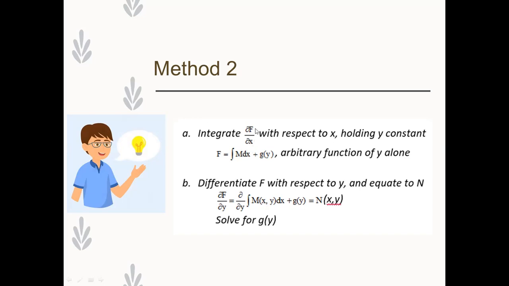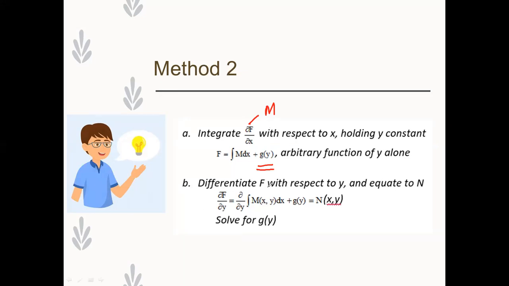You integrate your partial derivative of f with respect to x, which is actually your m, in your original DE with respect to x, holding y constant. So that's the first term. And since you're integrating f with respect to x, then there is this arbitrary constant in this particular method, which is labeled to be a function g of y. So the question is, what is this g of y? So to answer that question, you need to perform the second procedure.